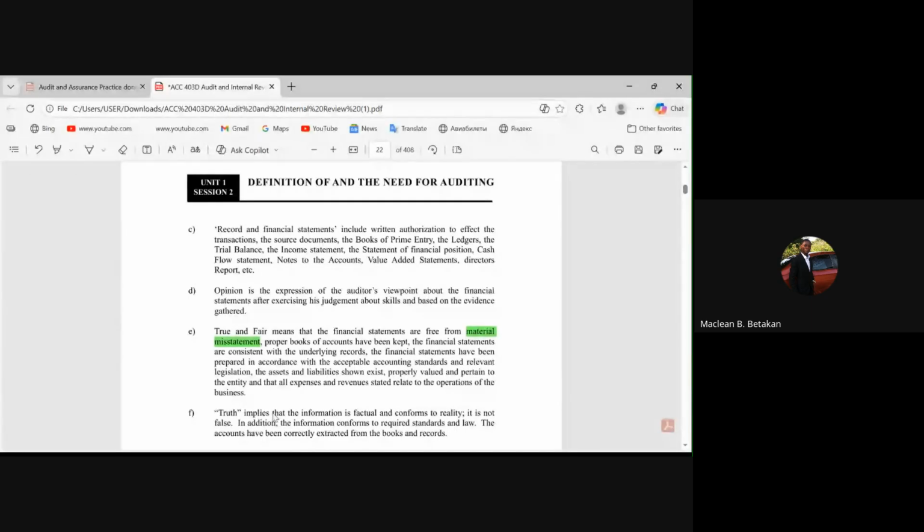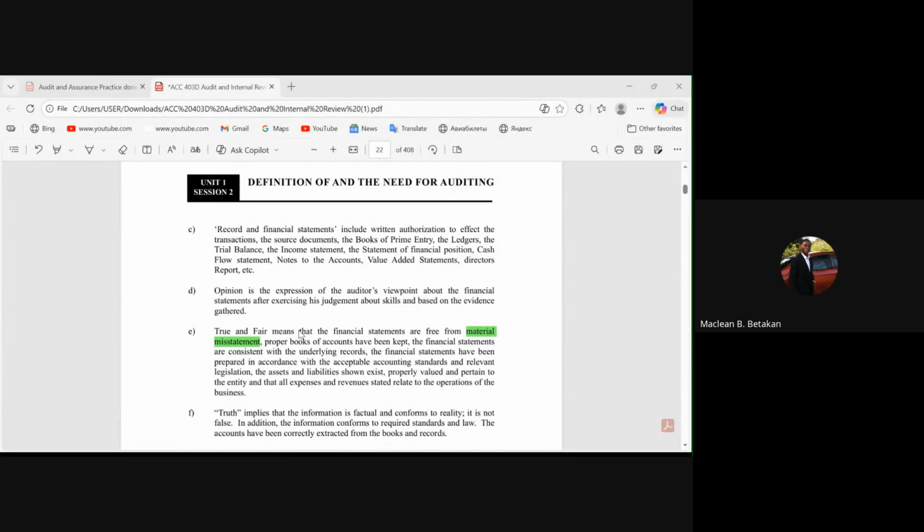Then the next one is, of course, the financial statements that you see, which include assets and liabilities. You believe that the assets and liabilities are properly valued. Meaning that what is stated in the PPE is the correct figure in your opinion. What is stated as the debt is the correct figure in your opinion. That is simply what the true and fair view means.